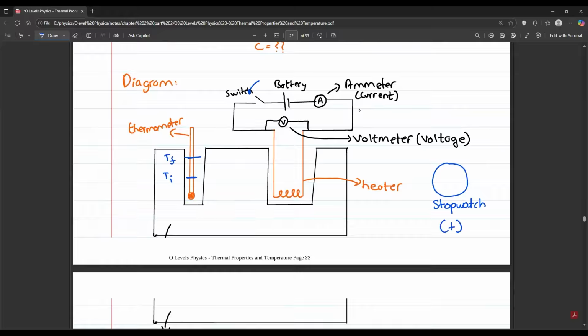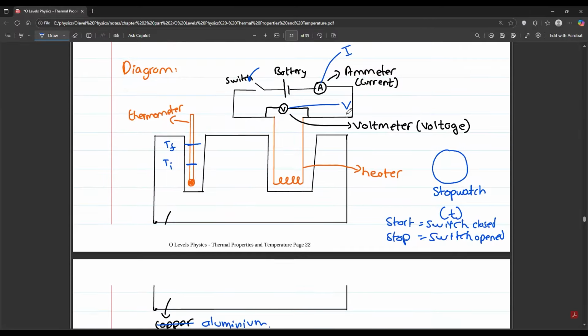आपने stopwatch कब start की? When you close the switch. यहाँ पे लिख देता हूँ: start the stopwatch when switch closed, and stop the stopwatch when the switch is open. जब स्विच ओपन होगा, आपने स्टॉप वॉच को स्टॉप कर देना है. You also have to read the voltage and the current from voltmeter and ammeter respectively.